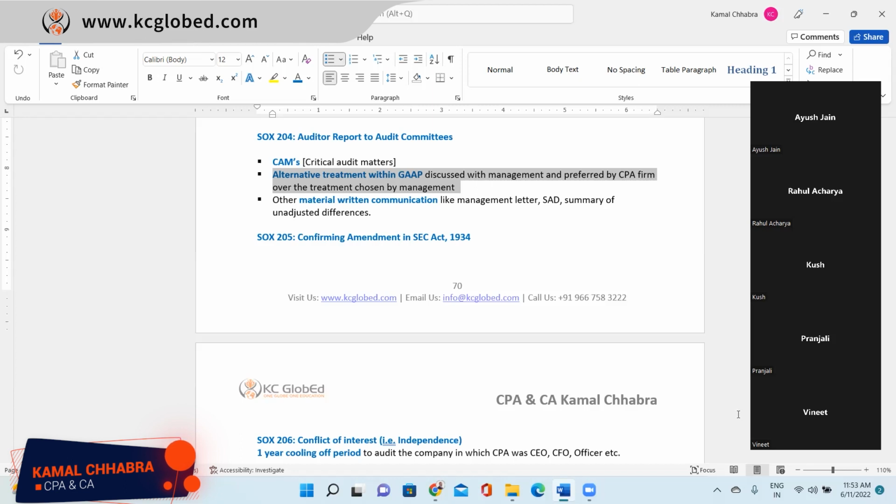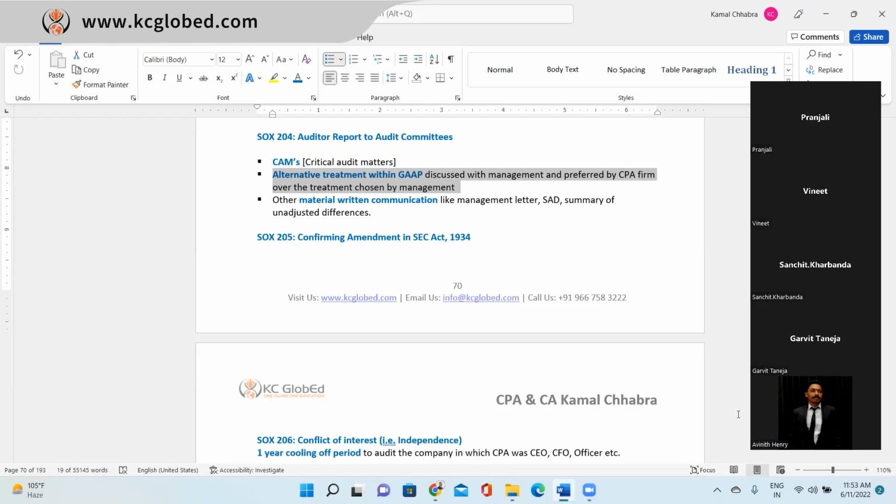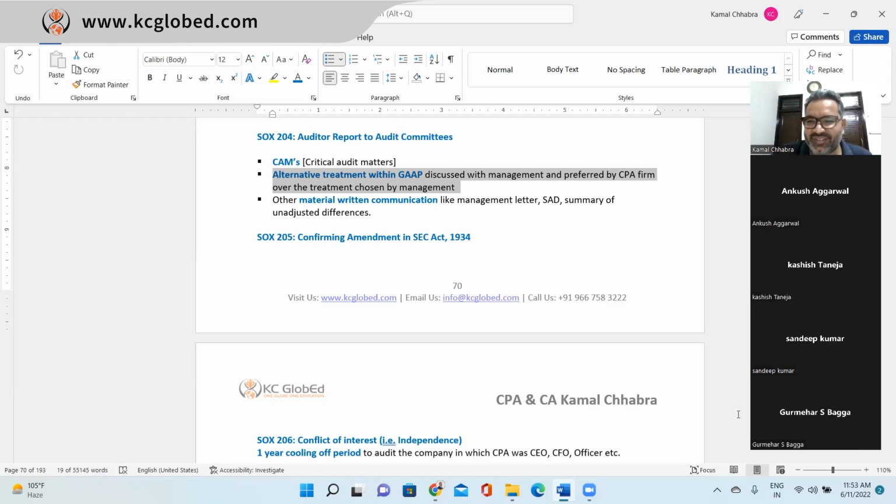So how is the management letter different from the management representation letter? That's the question of the day. Yes, Kashish, go ahead, please. In the management letter, we will see if there is any deficiency, like a design deficiency or an operation deficiency, we will share our recommendations to the management on what has to be done.